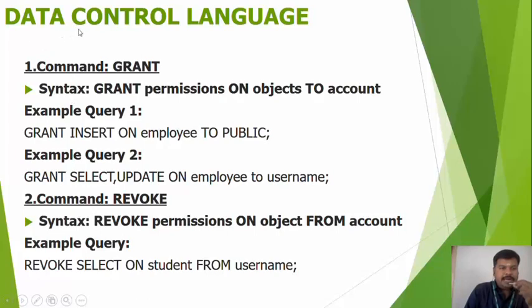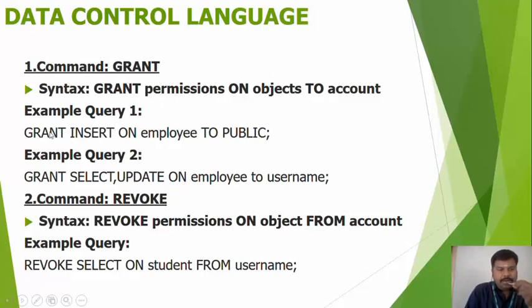Next we go for data control language. This is where we are going to control access. There are two commands called GRANT and REVOKE. The syntax will be GRANT permission ON object TO account. This should be a keyword. So the permission is given to an account, that is, granting a permission.